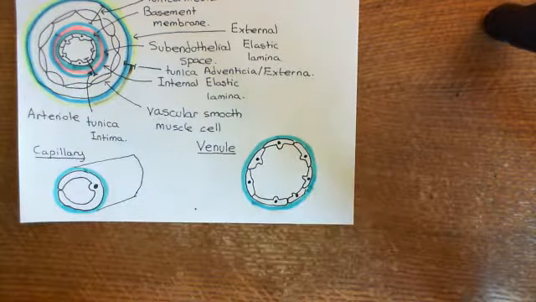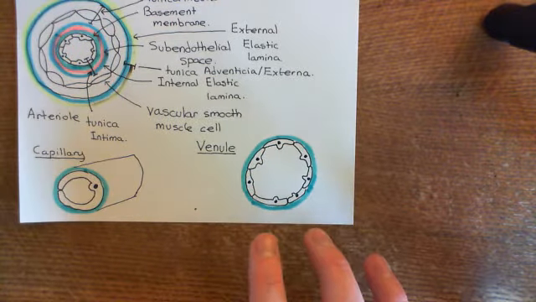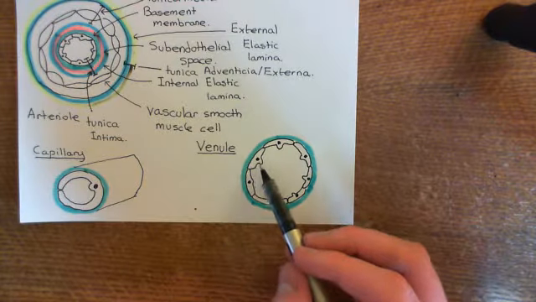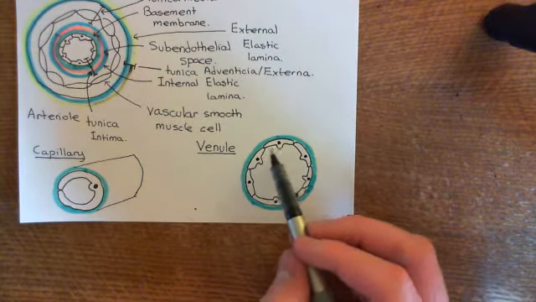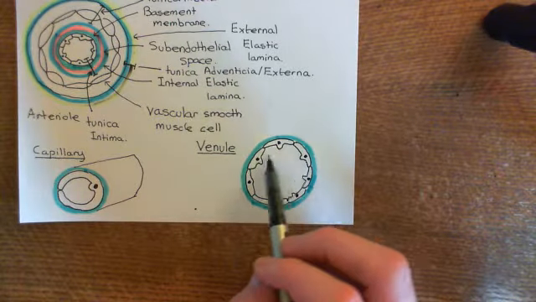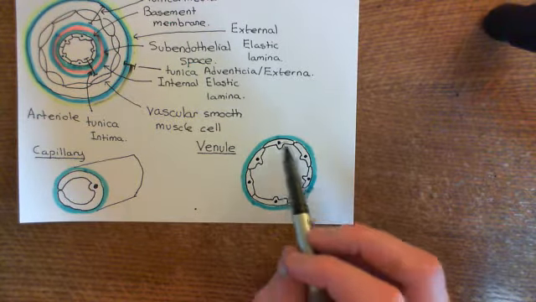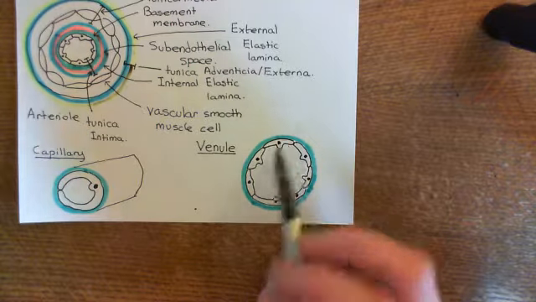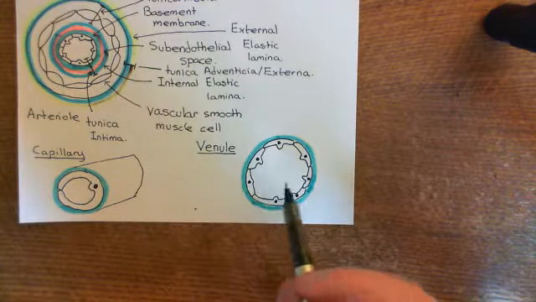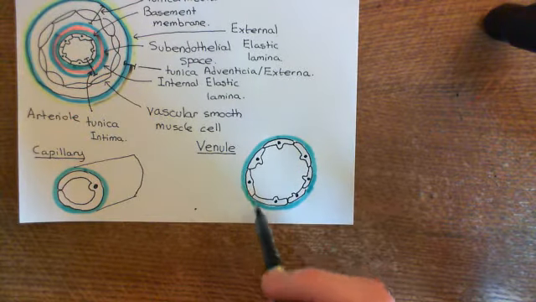Okay, so a venule, I would encourage you to think of it just as a bigger capillary. It's got more endothelial cells surrounding it than a capillary, so it's got a much bigger lumen. Many red blood cells can fit through this. But it is just an endothelium with a basement membrane. So basically, many capillaries reconverge to make this bigger venule.